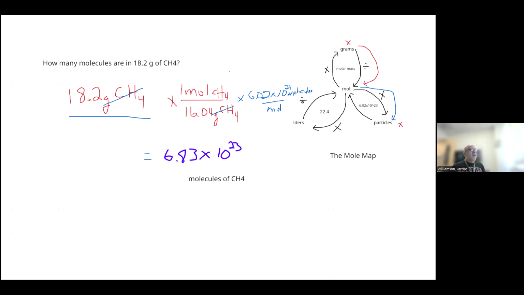And that's the beginnings of how to use the mole map. I'll do more later. So let's just call this part 1, and I'll try and do more later. Okay, guys? All right.